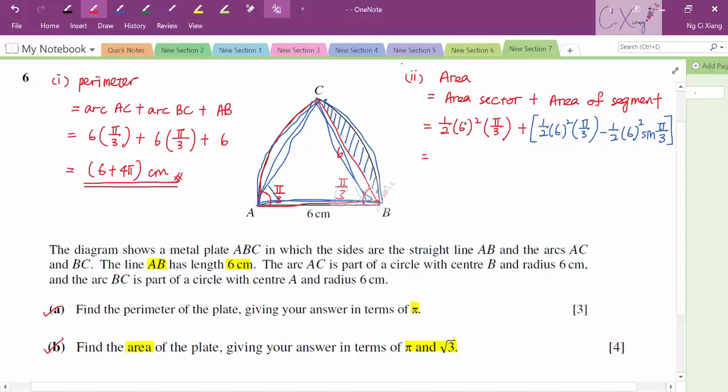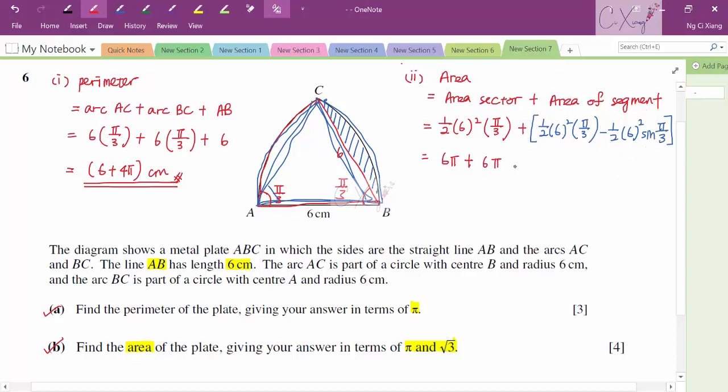Alright, so we are having 6 squared divided by 6. Therefore, 6 squared is 36, right? Okay, so 36 divided by 6, I'm having 6 here. 6 pi. Then plus, for this term inside, also 6 pi.